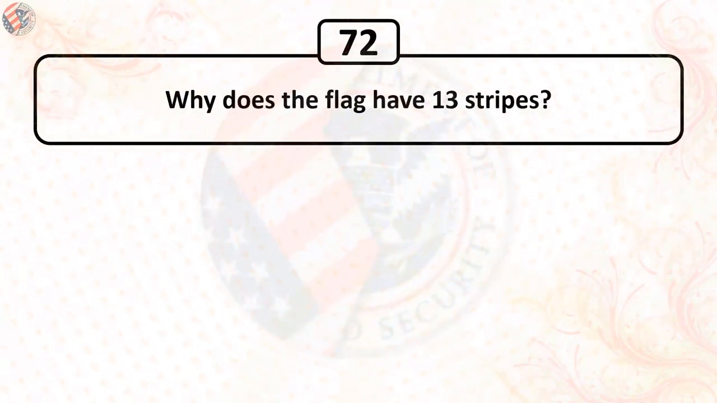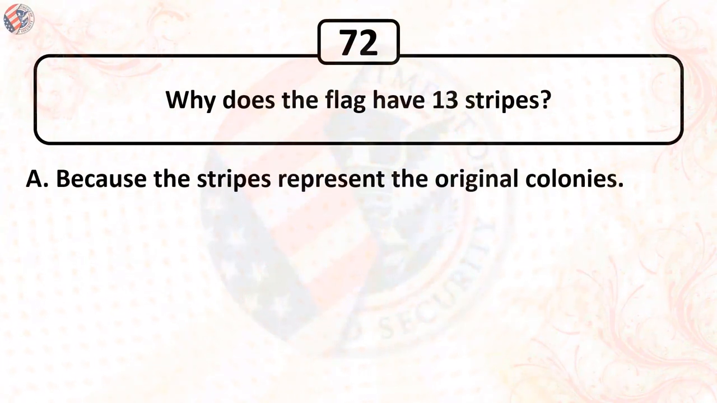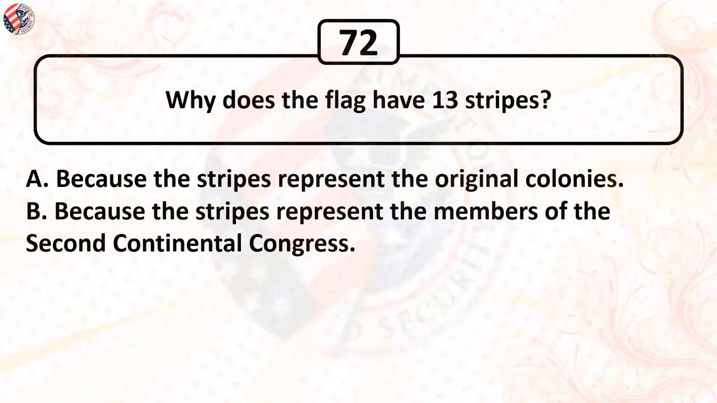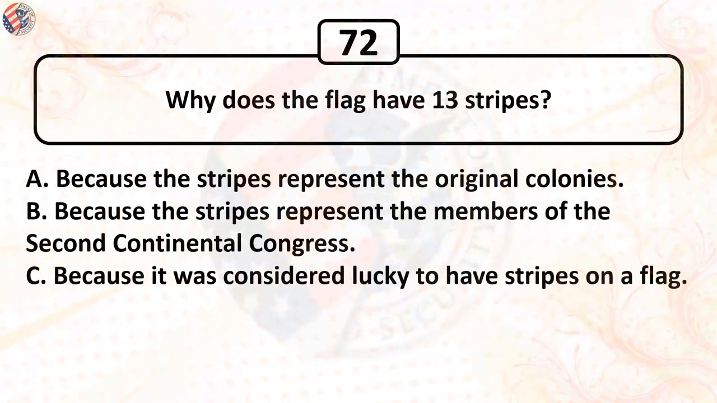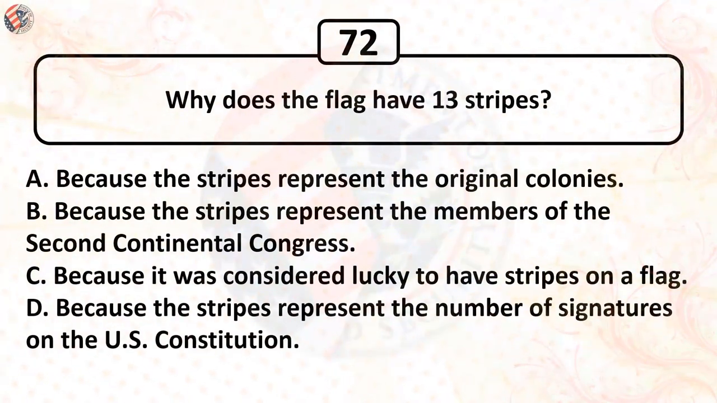Why does the flag have 13 stripes? A. Because the stripes represent the original colonies. B. Because the stripes represent the members of the Second Continental Congress. C. Because it was considered lucky to have stripes on a flag. D. Because the stripes represent the number of signatures on the U.S. Constitution.